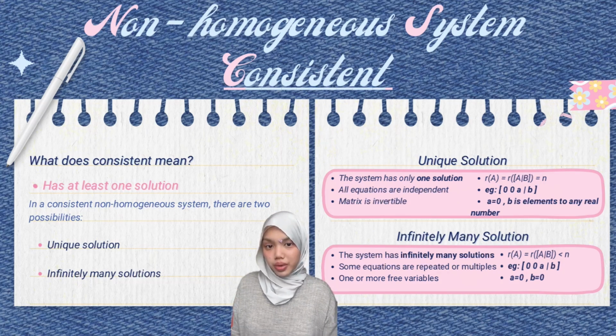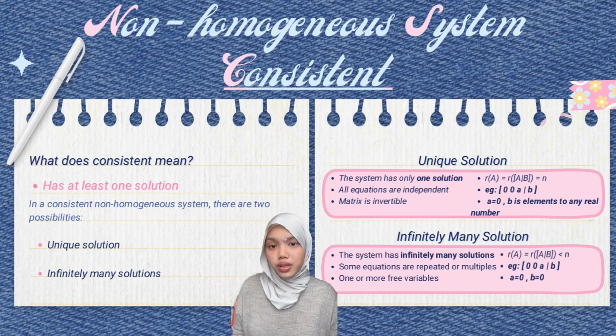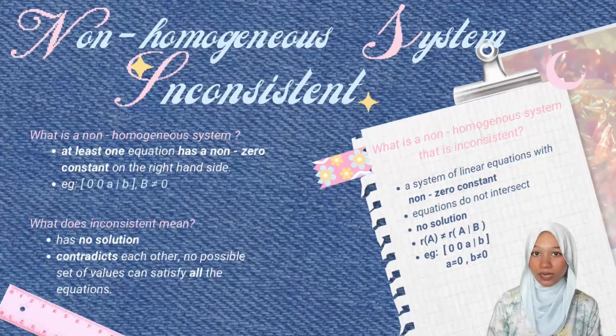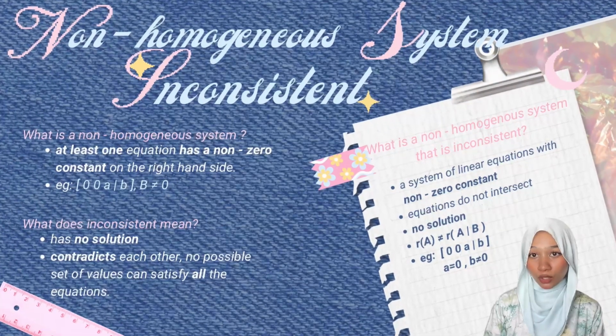So, in summary, for a consistent non-homogeneous system, if the rank equals the number of variables, then it is a unique solution. If the rank is less than the number of variables, there are infinitely many solutions. Thank you. Now, let's get to know non-homogeneous inconsistent.